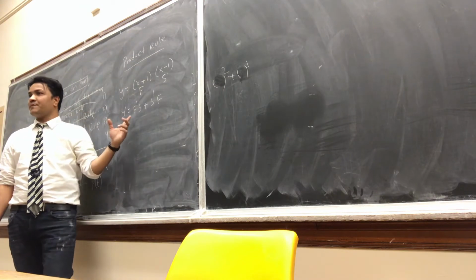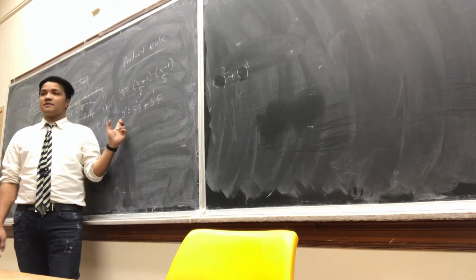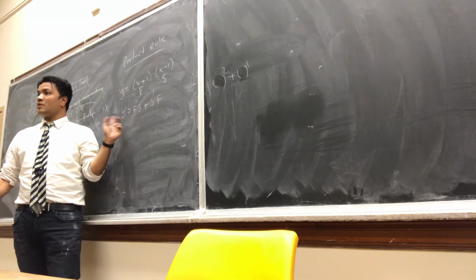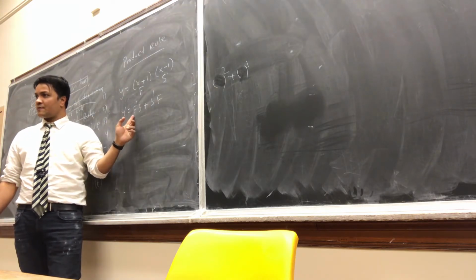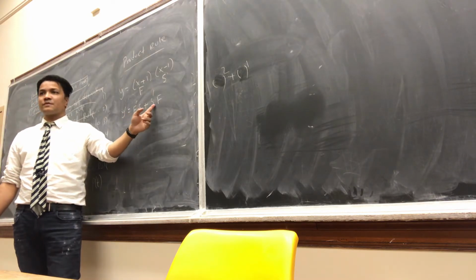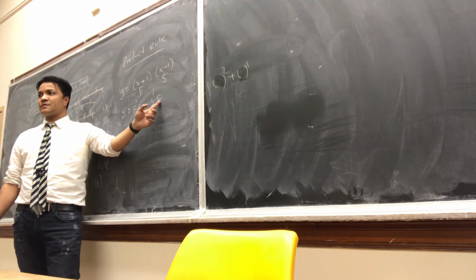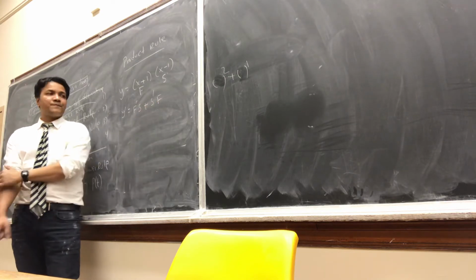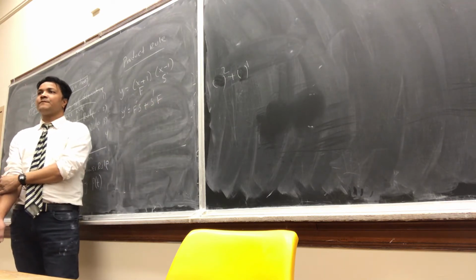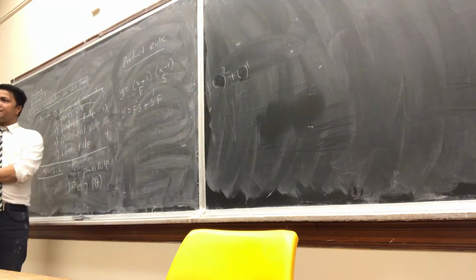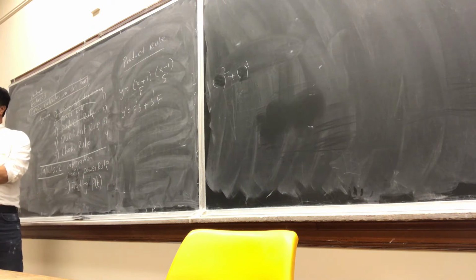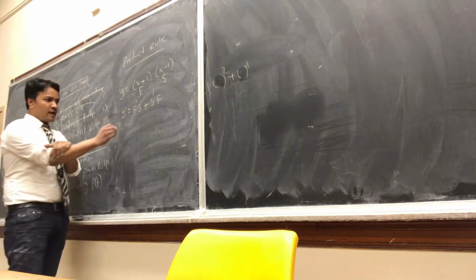Can someone read it for me? Y prime equals the derivative of the first times the second plus the derivative of the second times the first. Yes. Okay. All right. So we're going to put the formula in action. So y prime.